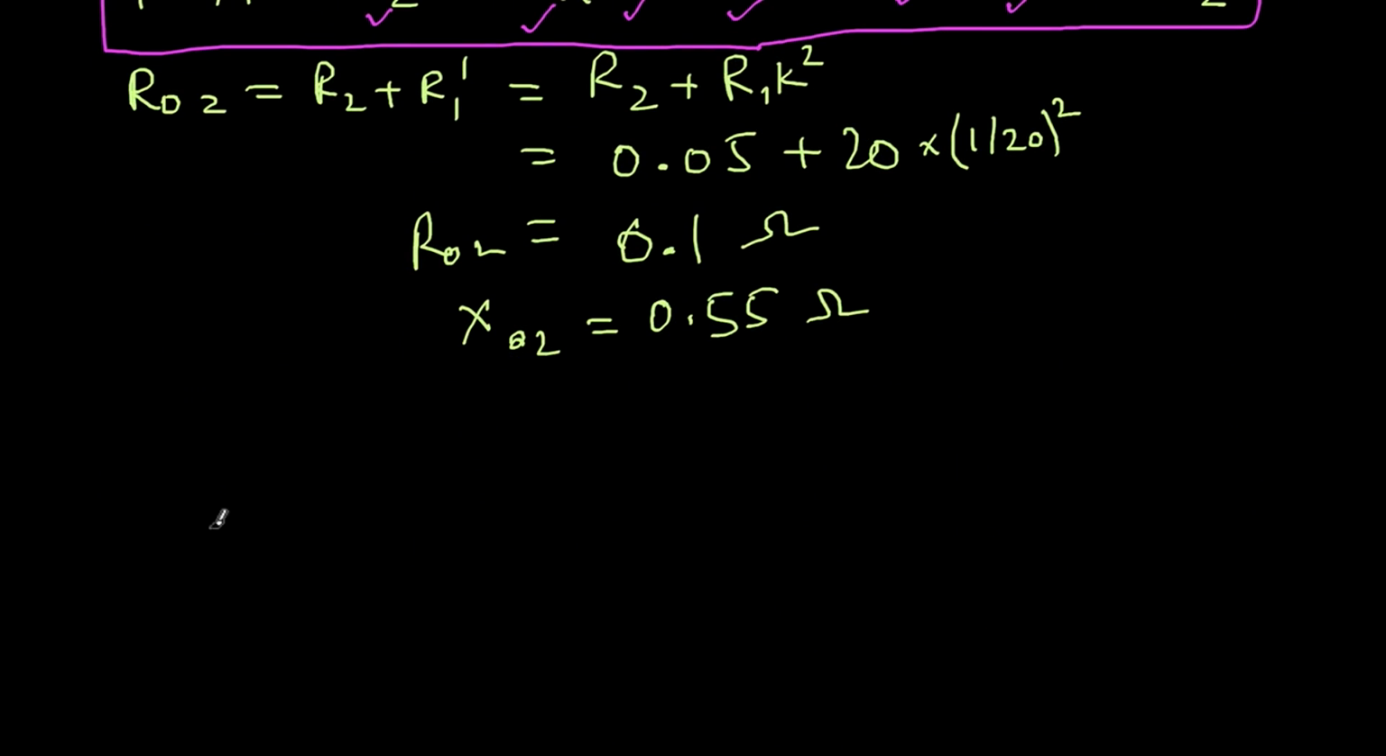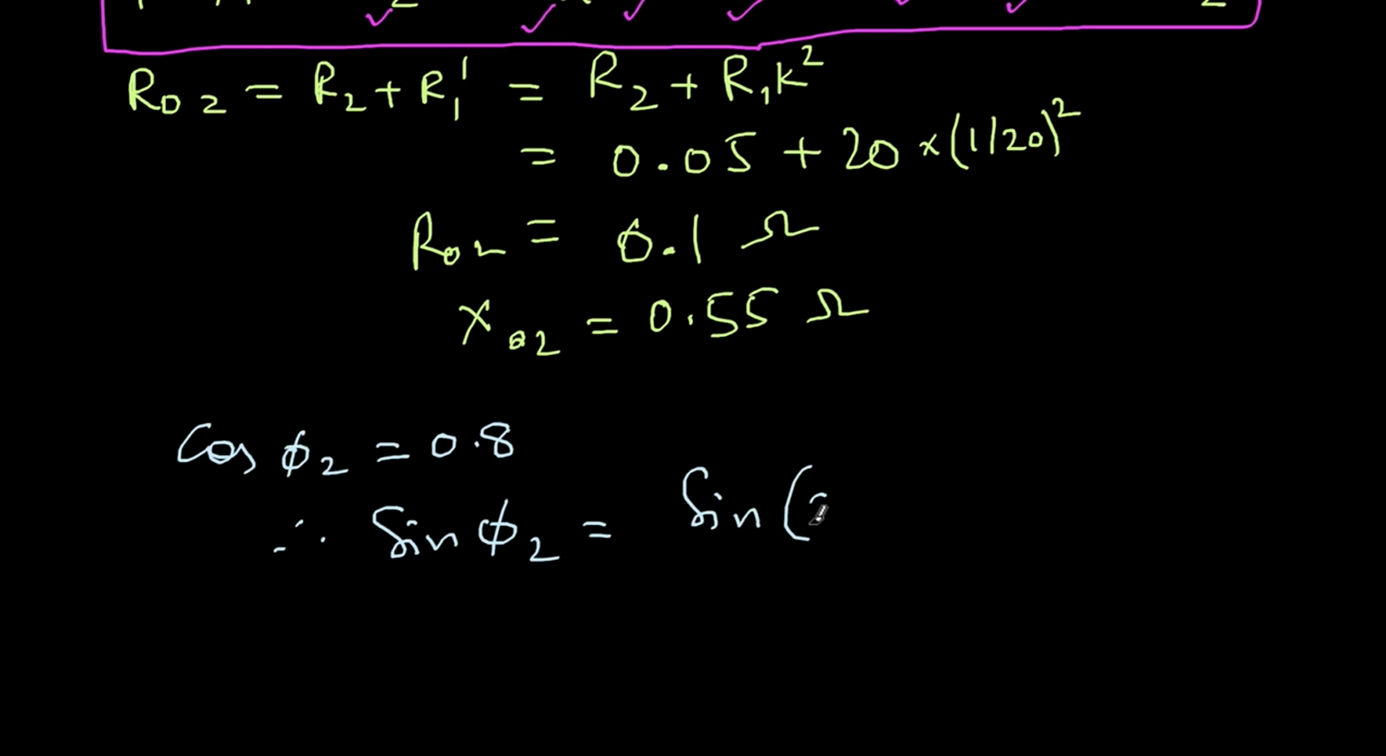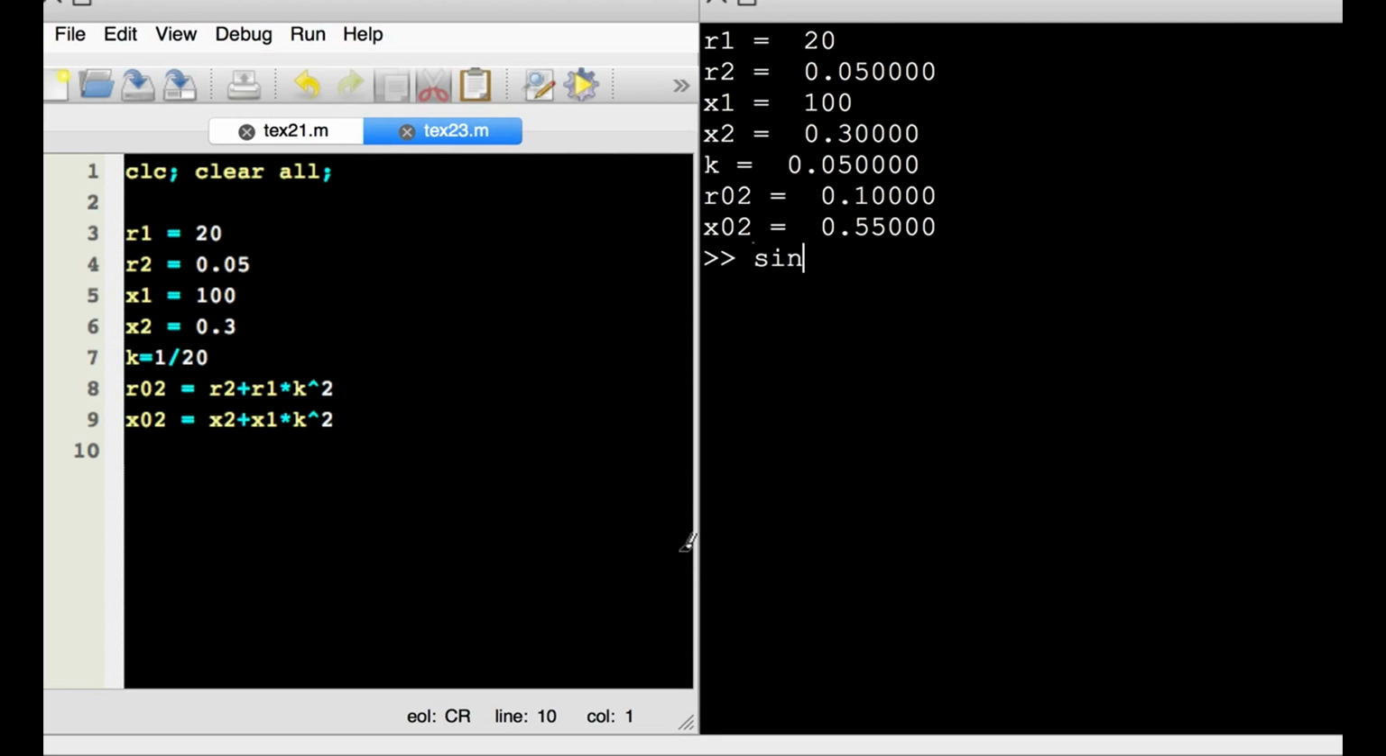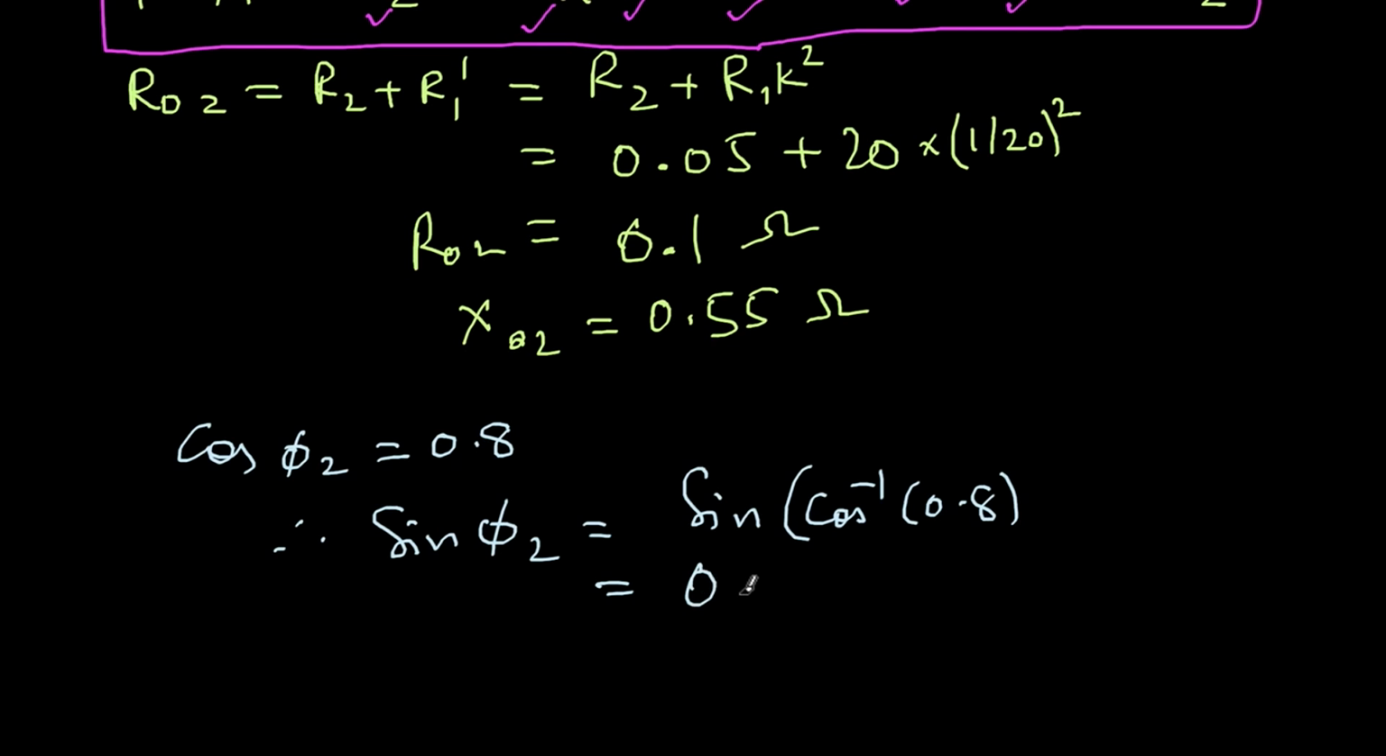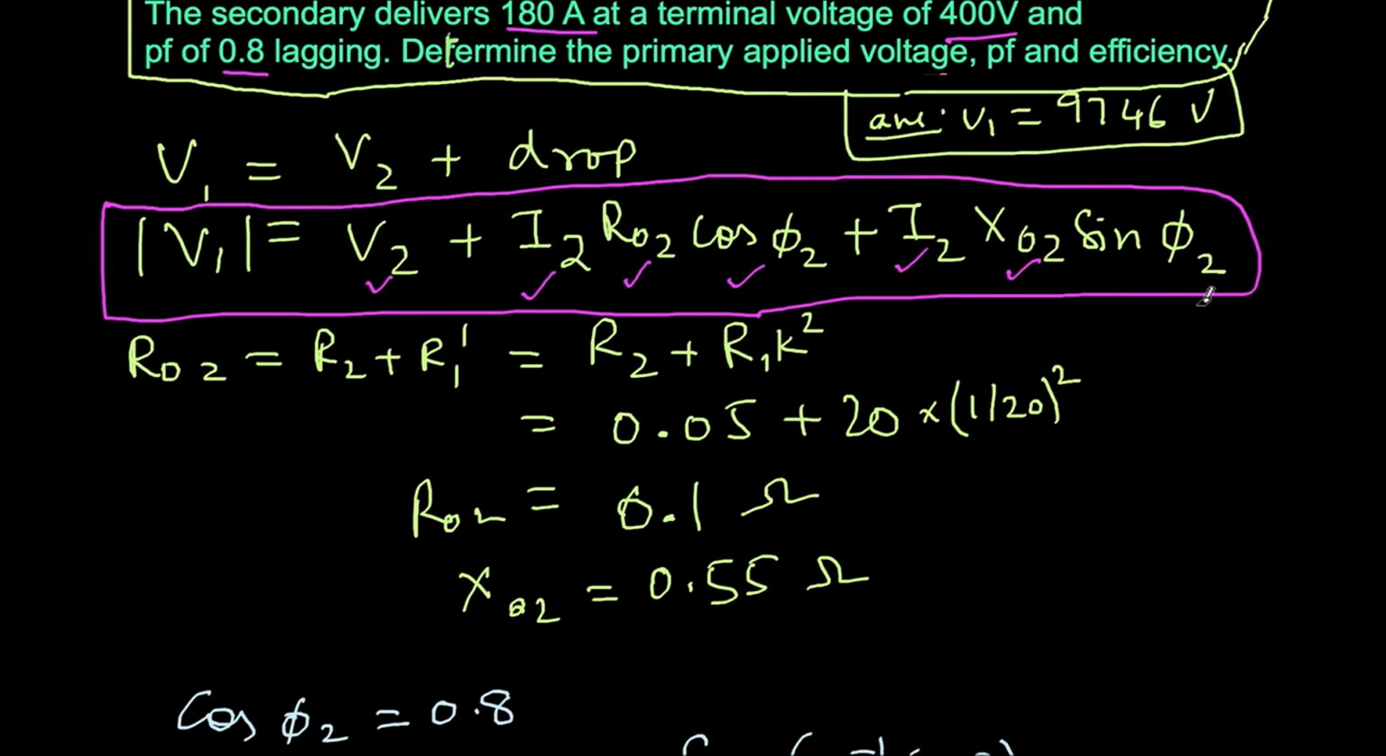Cos of phi 2 is 0.8. Therefore, sine of phi 2 is nothing but sine of cos inverse of 0.8. In fact, you should know this, it should be 0.6. So this is 0.6. Therefore now I know everything, so I just have to multiply everything.